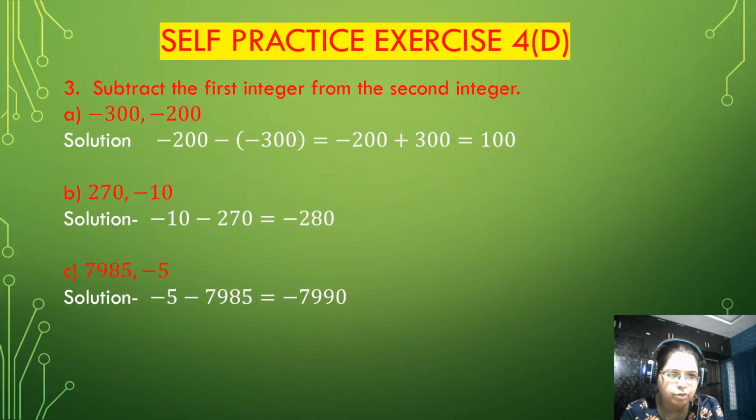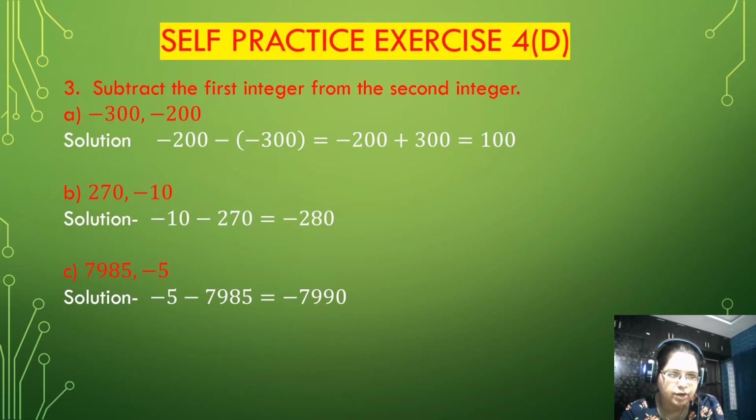Now we solve question number 3 and question number 3 is subtract the first integer from the second integer. We have given two integers and we have to subtract first integer from the second integer. First bit is minus 300 and minus 200. First integer is minus 300 and second integer is minus 200. We have to subtract the first integer, that is minus 300, from the second integer, that is minus 200.